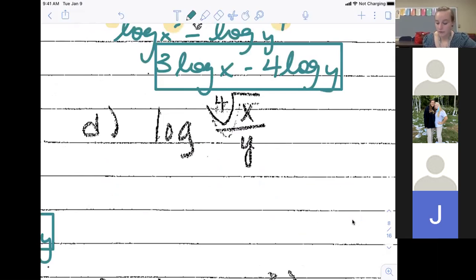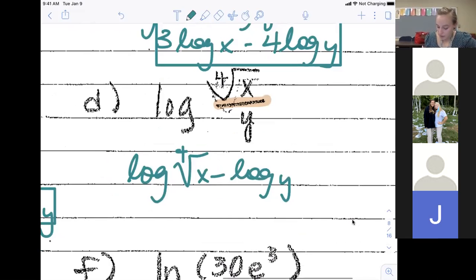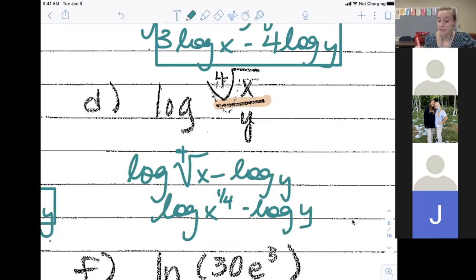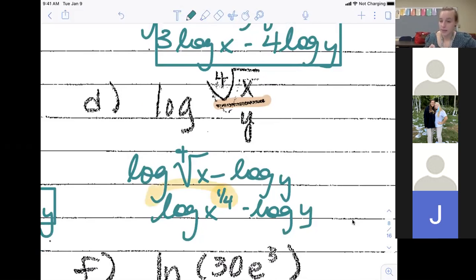Next one is log of 4th root of x divided by y. Well, in this one, the 4th root doesn't go with the y. So let's separate them first, and then we will do the radical. So division means I subtract them. So log of 4th root of x minus log of y. I know the 4th root of x is the same thing as x raised to the 1/4. And then my last step is to bring that exponent as a coefficient. So out front, since the 1/4 only is with the x, it doesn't go to the y, it only goes to the x. 1/4 log of x minus log of y.